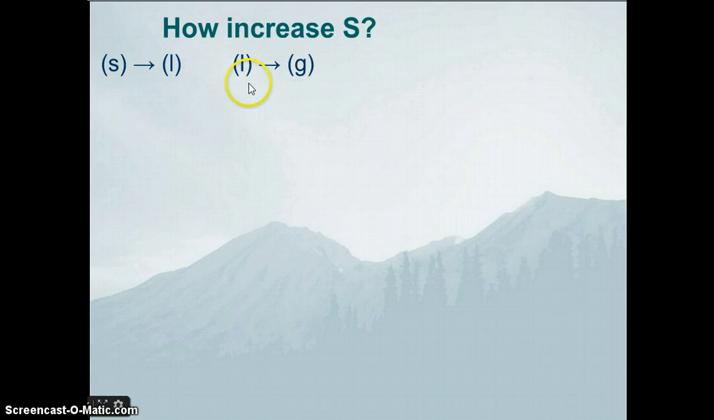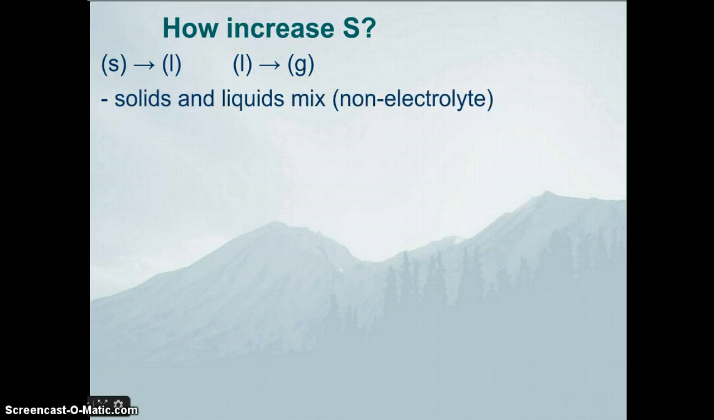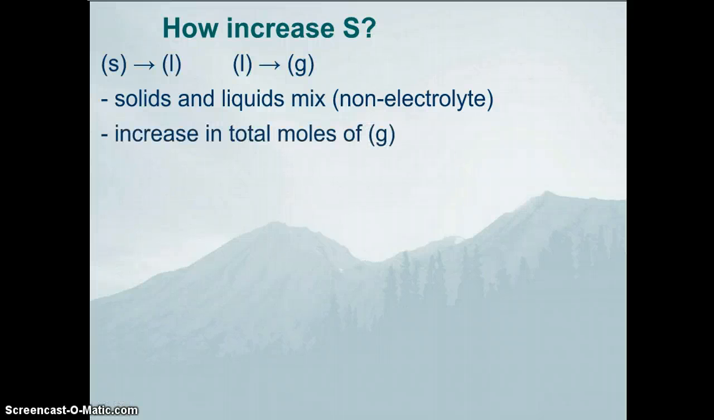If I go from a liquid phase to a gas phase, that would also increase my entropy, because in the liquid phase the molecules are still stuck to each other, but in the gas phase they're free to run around independently. If we mix our solids and liquids, if it's a non-electrolyte, we get an increase in entropy, like the triangles in our previous example.